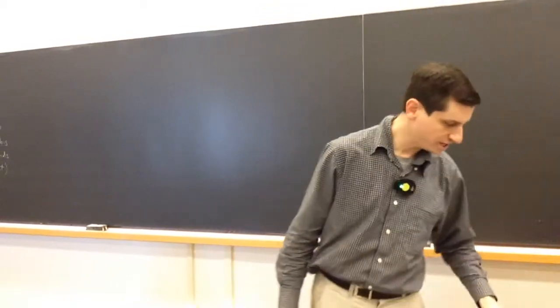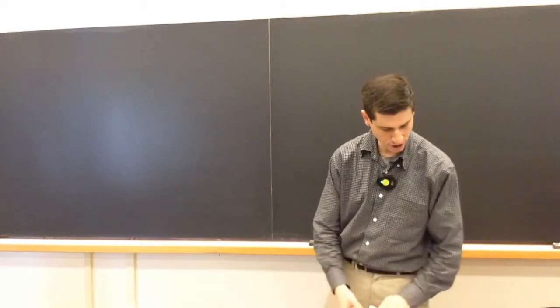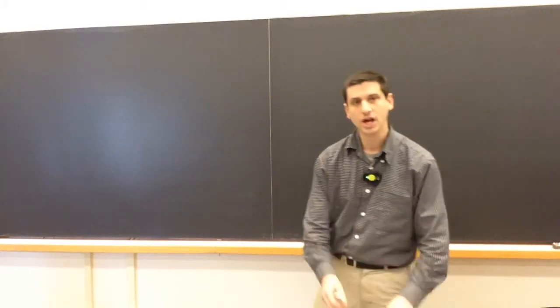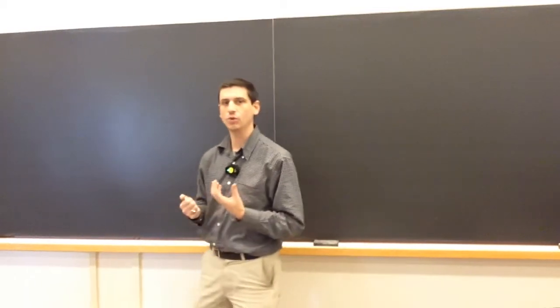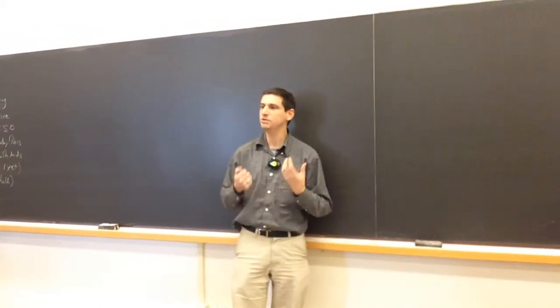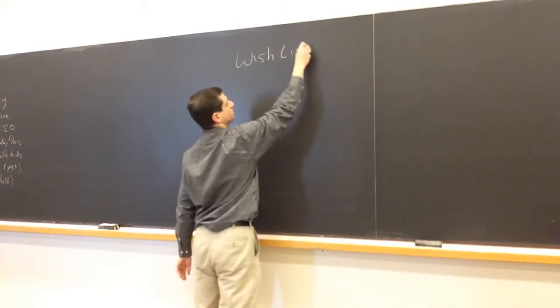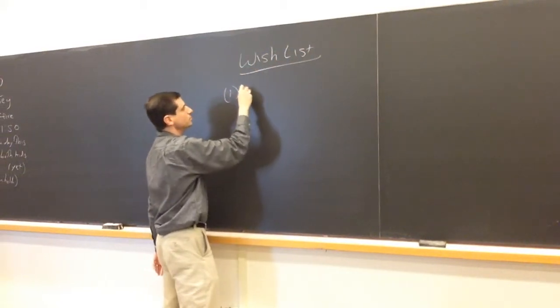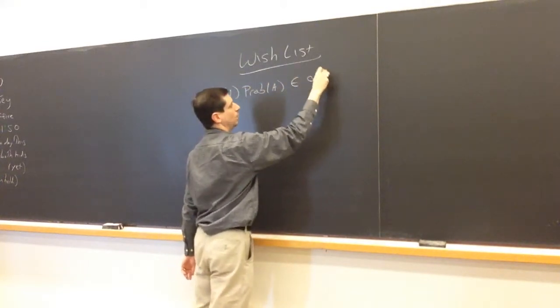All right, so what I want to do today is go back to chapter 2 and talk about some of the basic probability rules and what we hope to be getting from this. So we had a wish list, right? And our wish list was we were trying to figure out what would be reasonable for probabilities. So, wish list. The first was we wanted the probability of A to be in [0, 1].